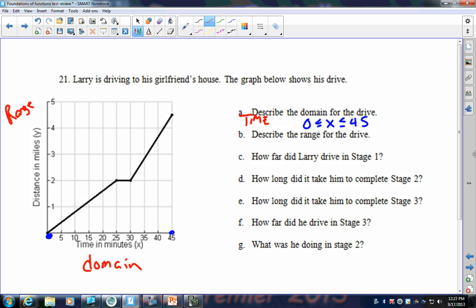Now my range goes up and down. I've got miles. And then when I look at it, writing it with the inequalities, it starts at 0 and it goes all the way up here. It doesn't go to 5. My data stops at 4.5. So it goes from 0 less than or equal to y less than or equal to 4.5.